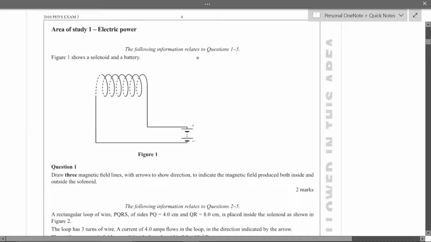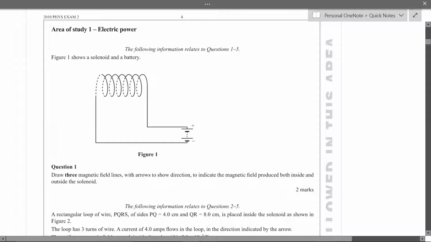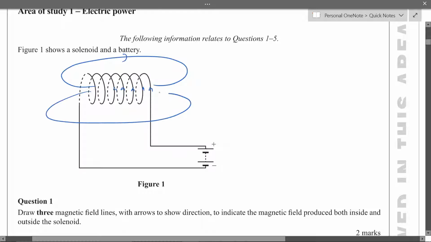So, a solenoid and a battery. You have to draw 3 magnetic fields to show the direction in and around the solenoid. If we use the Knuckle Rule, where we check that the current's going up, then on the outside the magnetic field is going out this way, but on the inside, it's going the other way. So on the inside, it would be going this way.